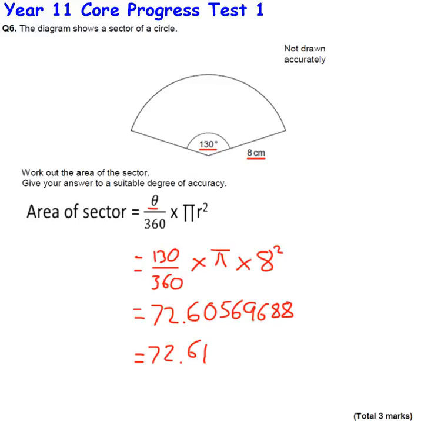Now remember, we need to put the units here, so don't forget the units. 72.61 centimeters squared, because we're dealing with area.